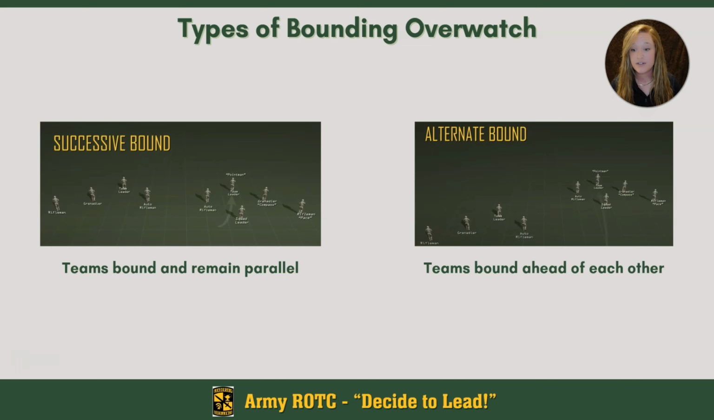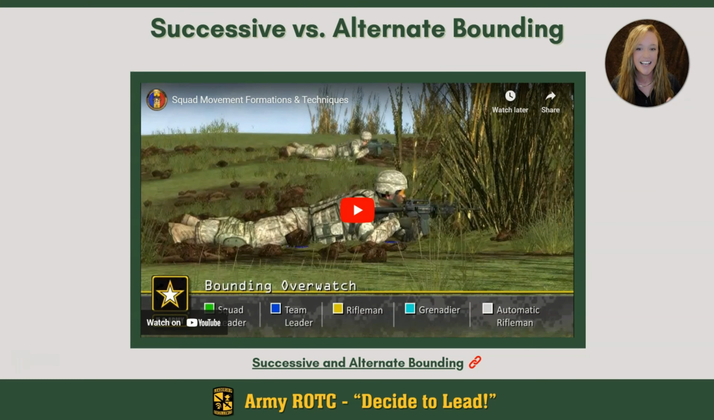With successive bounds, teams are bounding and remaining parallel to each other. With alternate bounds, the teams are just bounding ahead of each other as they go, so kind of leapfrogging. Now let's watch the difference between successive and alternate bounding and what they look like during that maneuver.